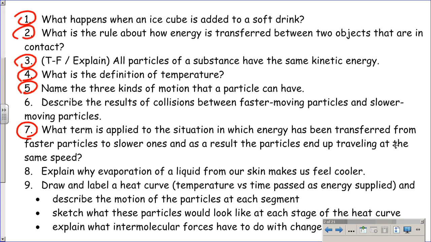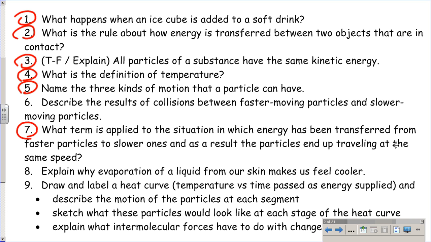So let's go through some of these. What happens when an ice cube is added to a soft drink? The ice cube absorbs the heat from the soft drink. And can you explain how it works? Tell me a little bit more. What happens when it absorbs the heat?